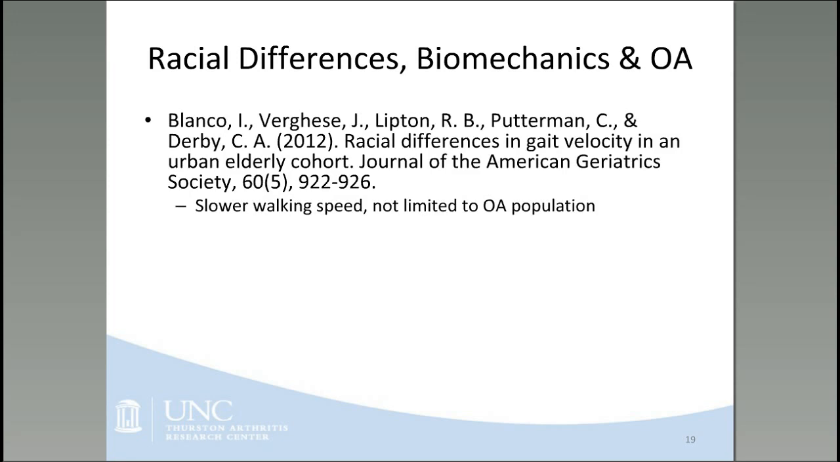In a fairly recent study of elderly people in the Bronx, researchers found that African Americans had a slower walking speed compared to Caucasians. And although there were no differences in pain, African Americans were also younger, less educated, more likely to be female, and more likely to have diabetes. After adjusting for multiple covariates, differences in walking speed remained. However, this study population was not limited to those with OA.